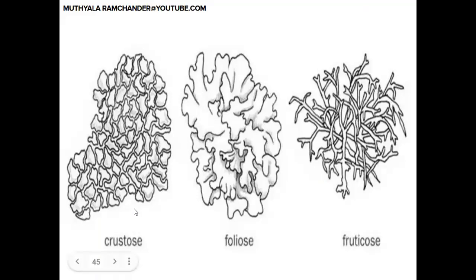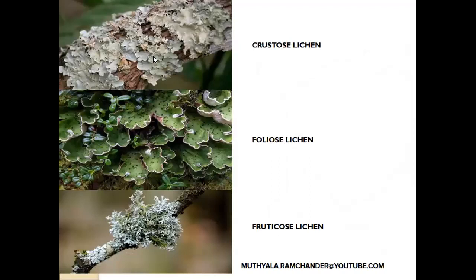The study of lichens is called lichenology. Lichenology explains the different types of lichens. There are mainly three types: the first is crustose lichens, the second is foliose lichens, and the third is fruticose lichens. These are the three types of lichens present in lichenology. Through the diagrams, we can see crustose, foliose, and fruticose lichens.